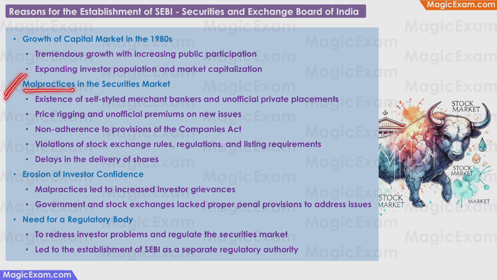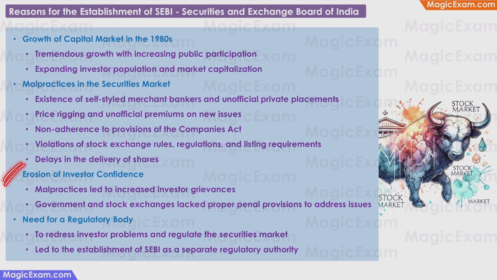Self-styled merchant bankers emerged and they conducted unofficial private placements. Price rigging and unofficial premiums on new issues became common. Many companies were not adhering to or not following the provisions of the Companies Act. And there were frequent violations of stock exchange rules and listing requirements. And investors faced delays in the delivery of the shares that they had purchased. So all these malpractices led to serious erosion of investor confidence.